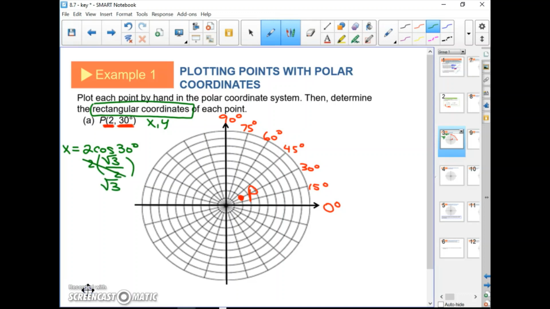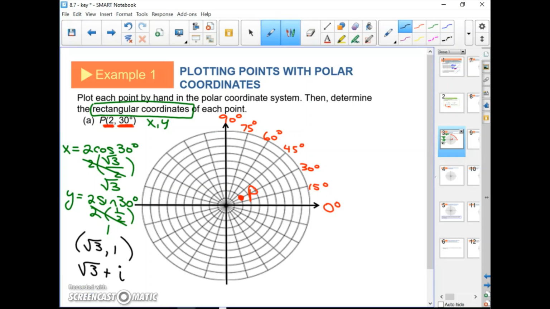That's the x part. And then if I want to find the y part, it's going to be 2 sine 30. What's sine 30? 1/2. Very good. 2 times 1/2 is 1, and that's your y coordinate. So if we were writing the rectangular coordinates, you could write it as a point, I suppose, square root of 3 comma 1, or you could write it as a vector like we did in the last section, square root of 3 plus i, one way or the other. Either way, that's describing the same location.